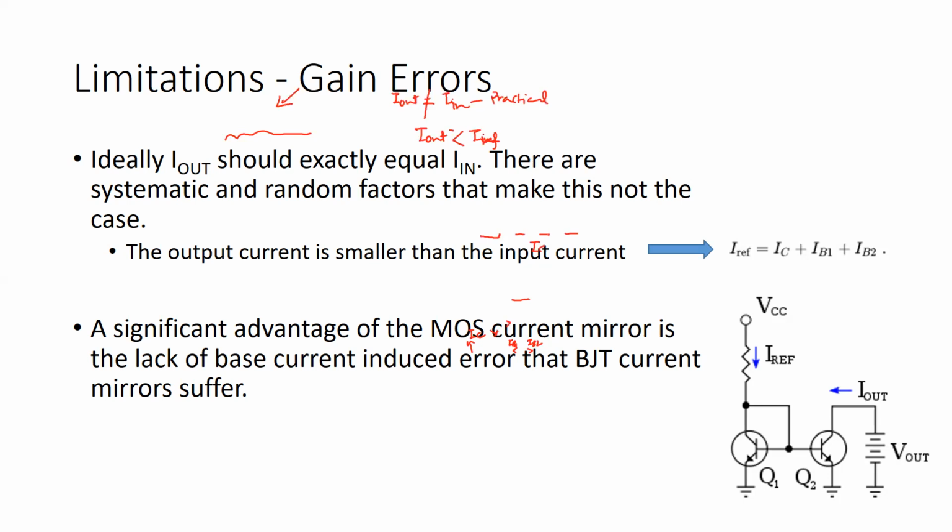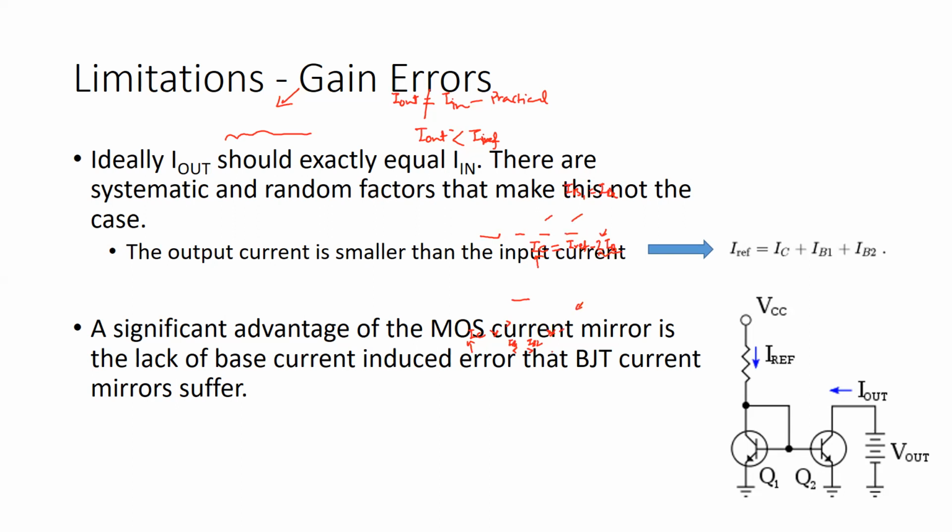Therefore IC, which is reflected here as I out, would be I reference minus 2 times IB, that is IB1 plus IB2, assuming IB1 is equal to IB2. So here your output current of the transistor Q2, IC, would be input current minus 2IB. So this factor makes it less.